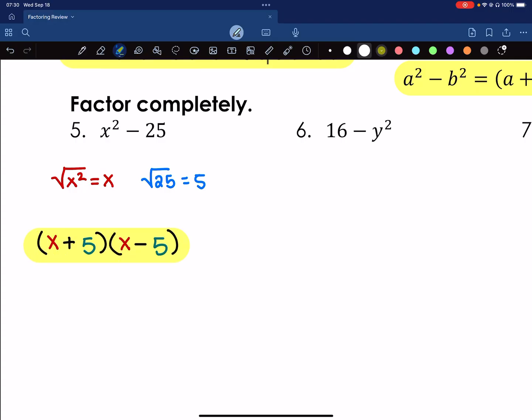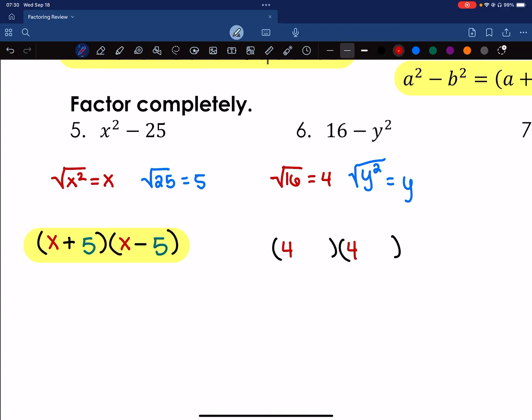Okay. Now, looking at number 6, same concept. We see that we have 16, which is perfect, so we take the square root of that and get 4. We have y squared, which is perfect, so we take the square root of that and we get y. And so we just factor it. We have 4 and 4, y and y, 1 plus, 1 minus.